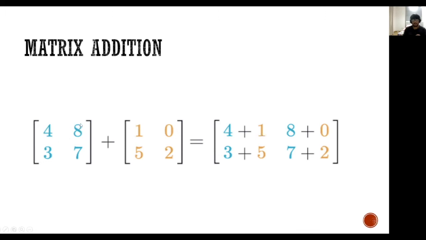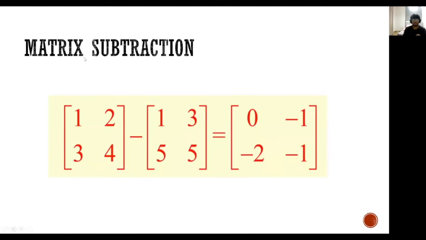Let's look at this one. The top right value of this matrix plus the top right value of the second matrix, 8 plus 0, which is 8. The bottom left value of this matrix with the bottom left value of the second matrix gives us 8 again. And 7 and 2 gives us 9. That is really basic matrix addition.